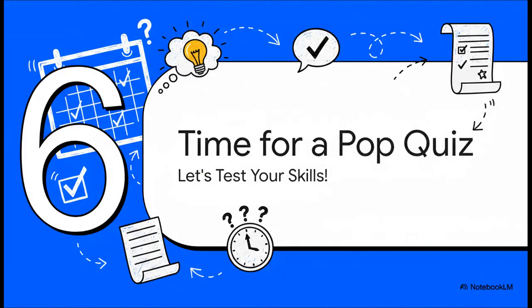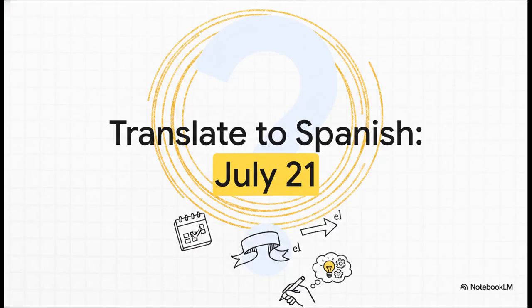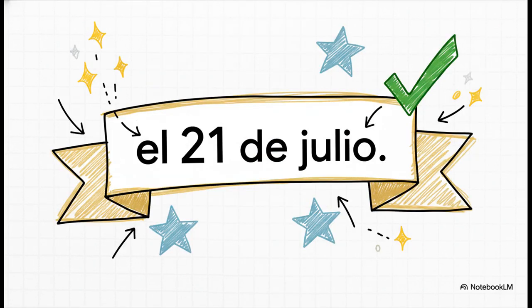All right, you've seen all the pieces. I think it's time for a quick pop quiz just to make sure all this information sticks. You ready? Let's test what you've learned. First up, how would you say July 21 in Spanish? Think back to that golden formula. Remember which one comes first, the day or the month? And don't forget the little words in between. And there it is, el 21 de julio. Did you get it? Notice the el at the start, the number first, then the de, then the lowercase julio. Perfect. If you got that right, nice work.